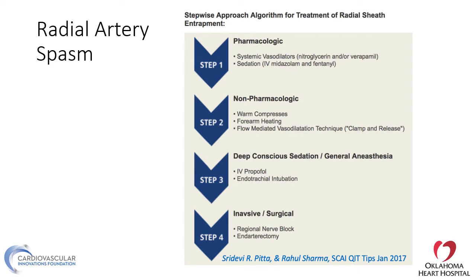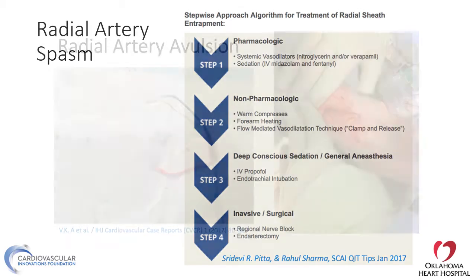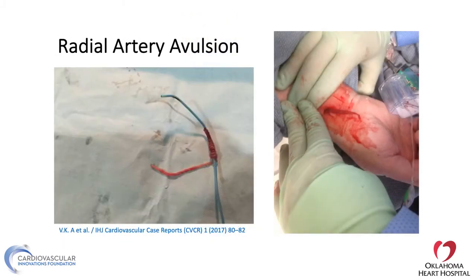If this fails, deep sedation or general anesthesia may be required at times. And of course, the thing we like to not get to is step 4, which is regional block or surgery. One thing we don't want for sure is a radial artery on a stick or avulsion of the radial artery, as you can see in these pictures. This can be a horrible complication and can cause a lot of problems.